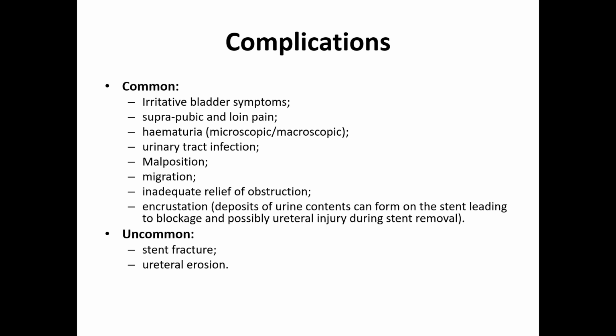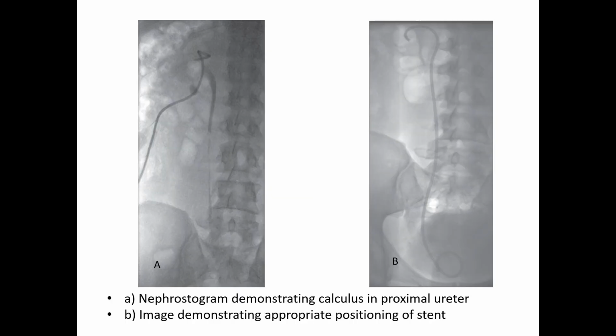of the bladder, infections, and sometimes the stent is malpositioned. You have to repeat the procedure. The stent sometimes migrates upward or downward. Inadequate relief of obstruction and incrustation in long-standing cases. Uncommonly and rarely, I have seen cases where the stent is fractured into 3 to 4 pieces, and we have erosion of the wall of the ureter by the stent.